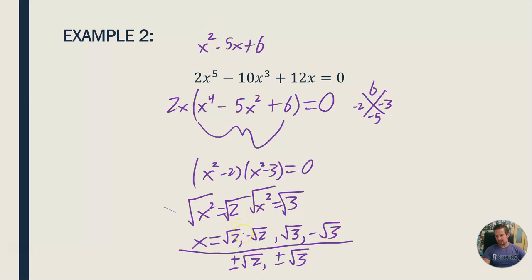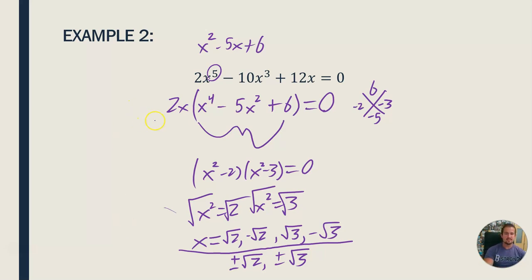So I have 4 solutions here. Right? x equals square root of 2, negative square root of 2, square root of 3, and negative square root of 3. But I was supposed to have 5 solutions. Right? That's what the fundamental theorem of algebra says. The biggest exponent tells me how many solutions I have. I only found 4. Where's the 5th?